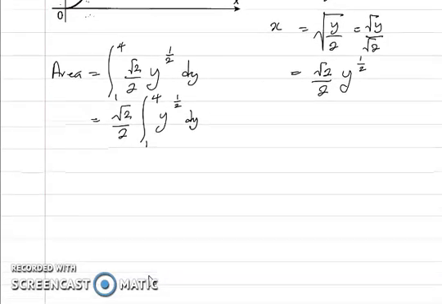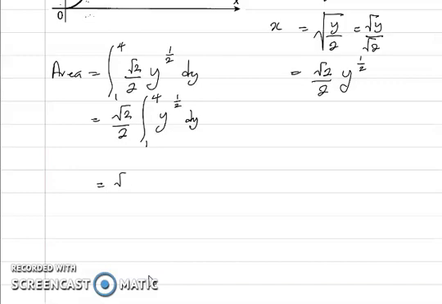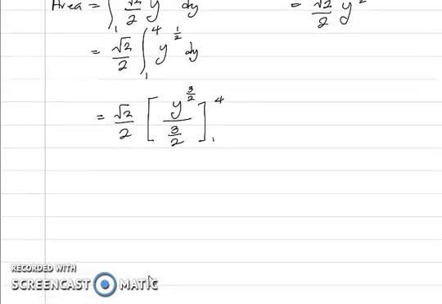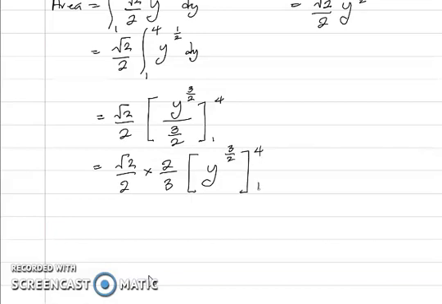If I integrate y to the half, this becomes root 2 over 2. Increase the power by 1, I'm going to get y to the 3 over 2. Divide by the new power 3 over 2. And then my limits are from 1 to 4. Now, dividing by 3 over 2 is the same as multiply by 2 over 3. So what I have is root 2 over 2 multiplied by 2 over 3. And in bracket, I'm going to have y to the 3 over 2, 4, 1. Now, next, I'm going to replace y with 4. Then I'm going to replace y with 1.